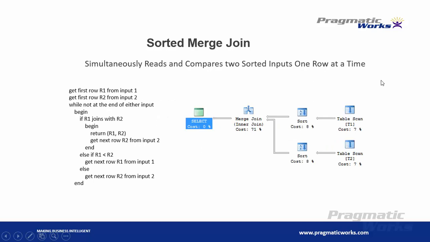A merge join simultaneously reads and compares two sorted inputs, one row at a time. This is very good for medium-sized data sets. It's also really good when you've got two sorted data sets coming in and getting compared to each other. Generally, if these data sets are not sorted, you will see a sort occurring before a merge join.